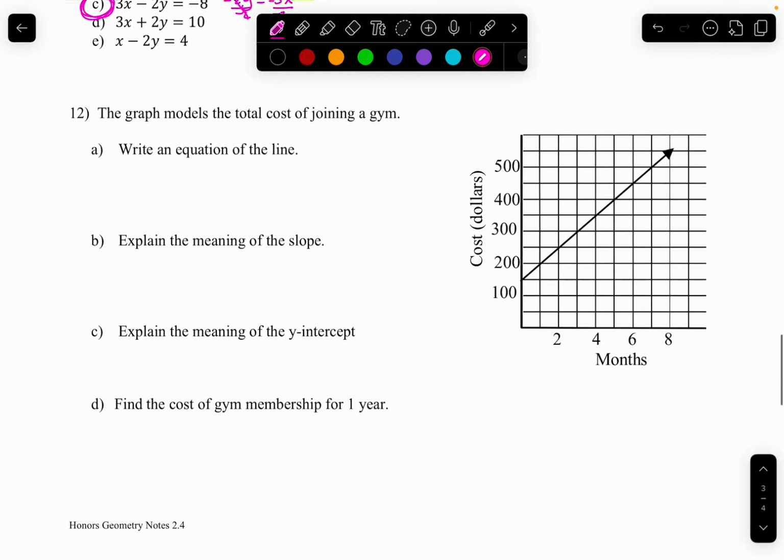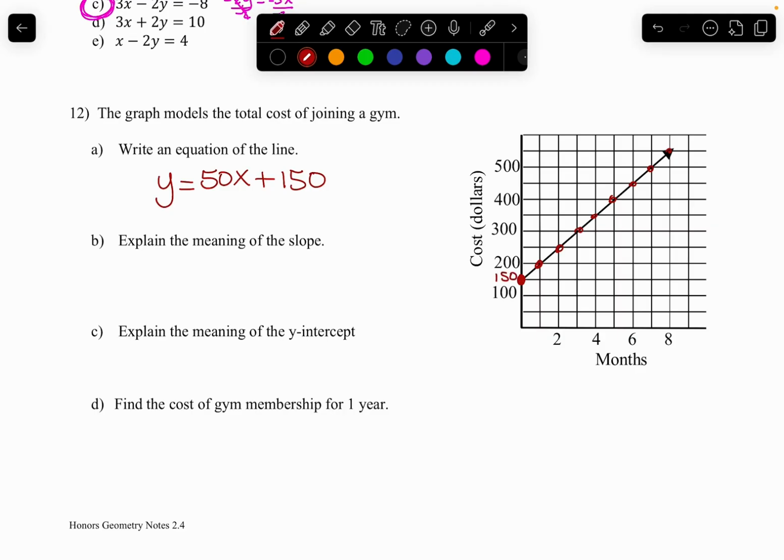Number 12, it says the graph models the total cost of joining a gym. Write an equation of the line. Okay, so all of these are hitting at these nice points here. So my slope is going to be, it looks like 50/1. So y equals 50x plus 150. Because this is 150, right? This is 150 to 200 is 50, and then over 1.